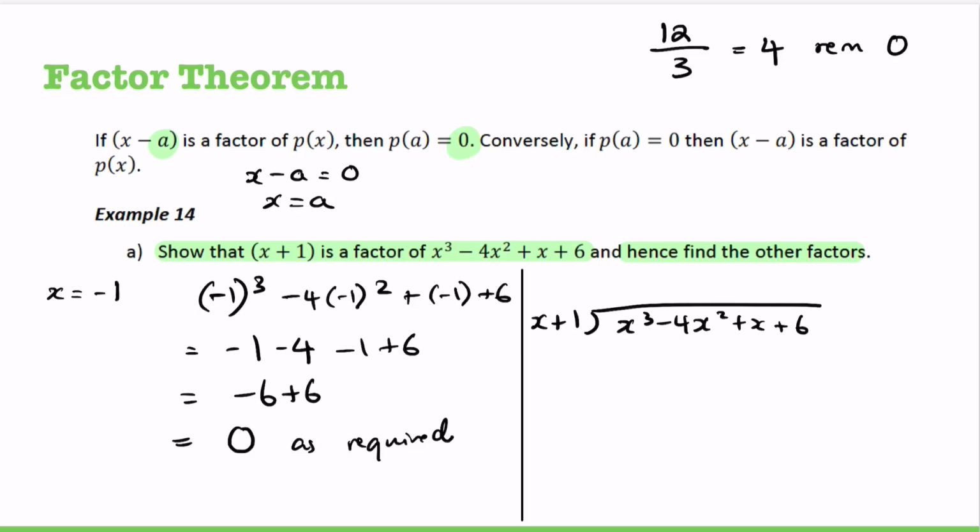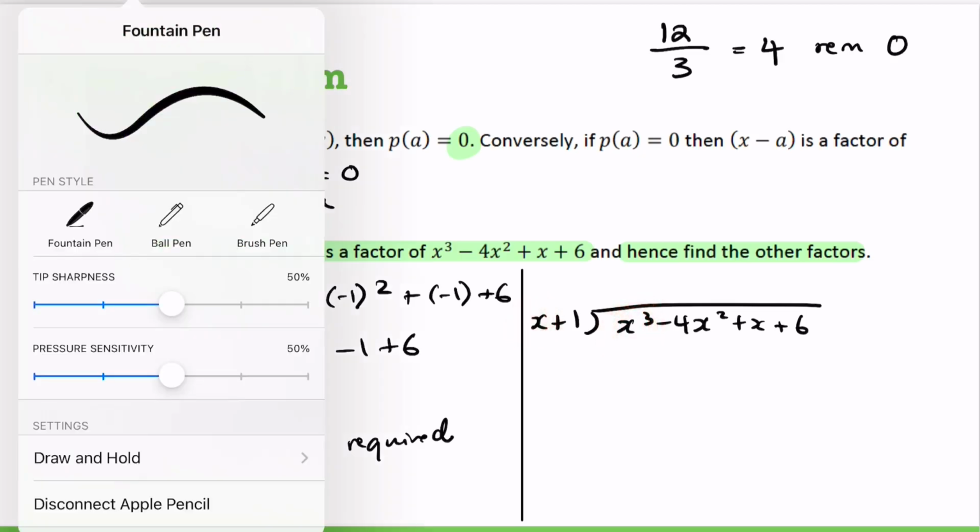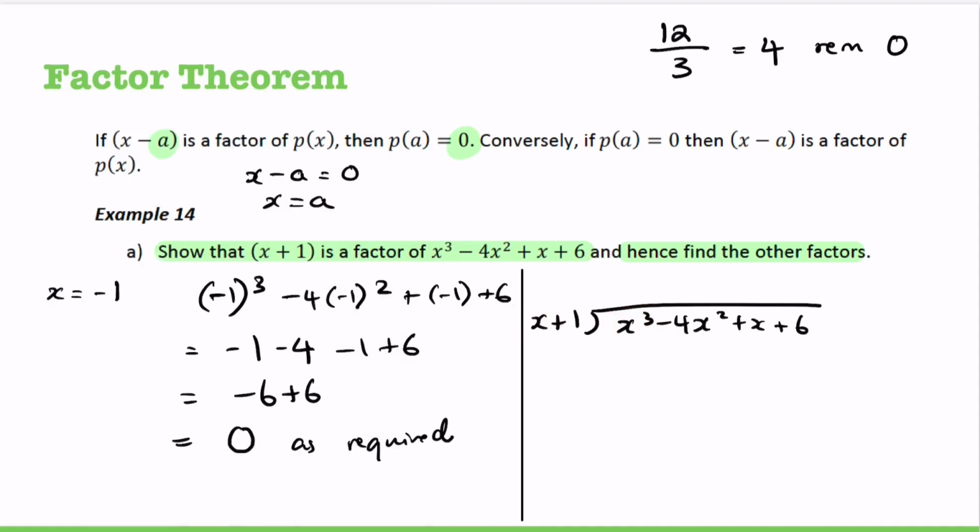So first of all, we're going to check how many times does x go into x cubed, or the way that I like to think about it is x cubed: x times what gives me x cubed? That's going to be x squared. Then I will multiply, so x squared times x is x cubed, x squared times 1 is just x squared. And then I will subtract these 2 terms. So x cubed minus x cubed is 0 as expected, and negative 4x squared minus another x squared will be negative 5x squared. Finally, I'm going to bring down this particular term, and then we just do it all over again.